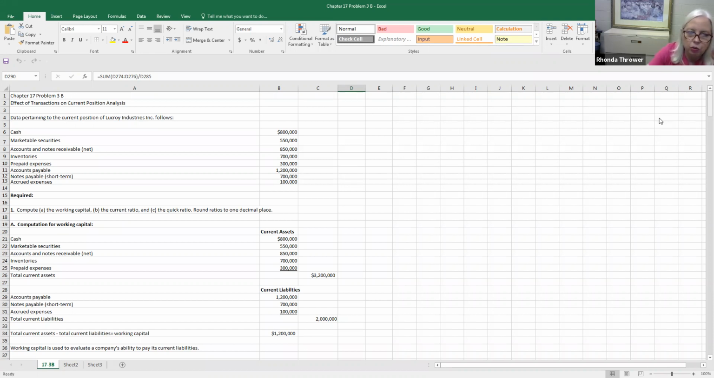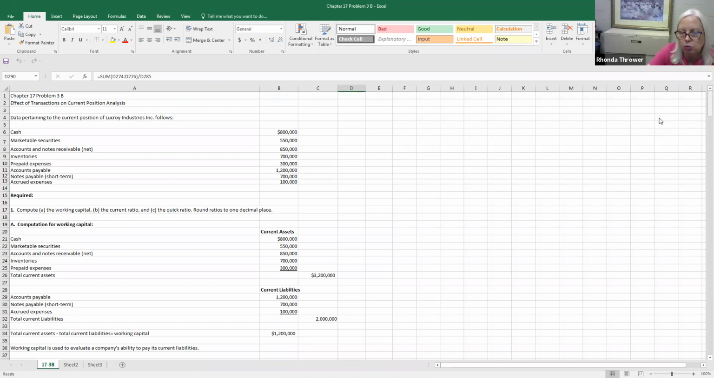In H, you receive cash on account. So your cash went up and your accounts receivable went down. So that means there was a wash in the current asset section because one asset was exchanged for another. The current liabilities were unaffected. So your total current assets less your total current liabilities will give you the amount of your working capital. Your total current assets divided by your total current liabilities gives you the current ratio.